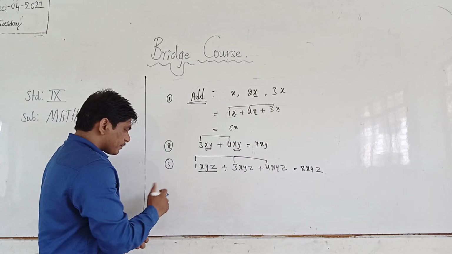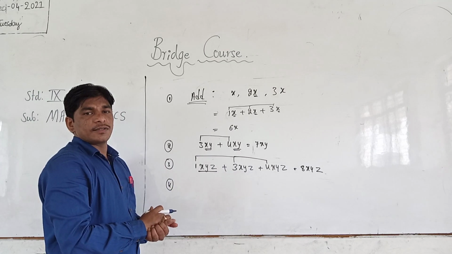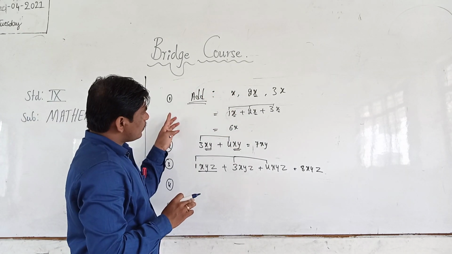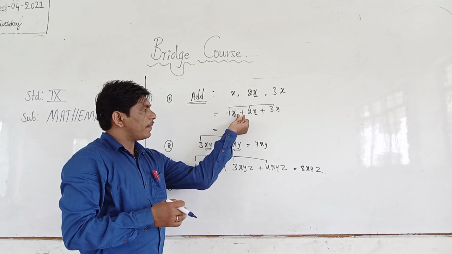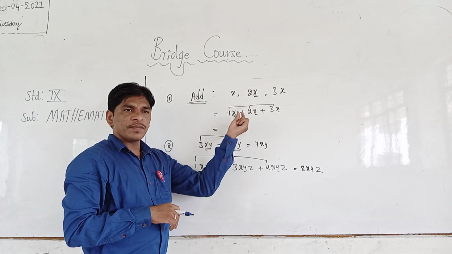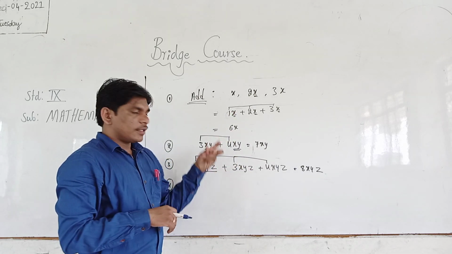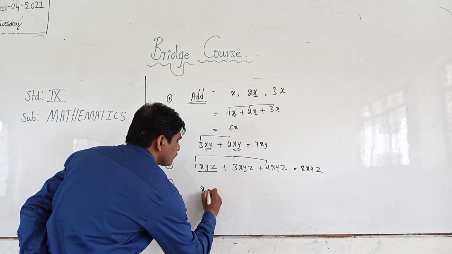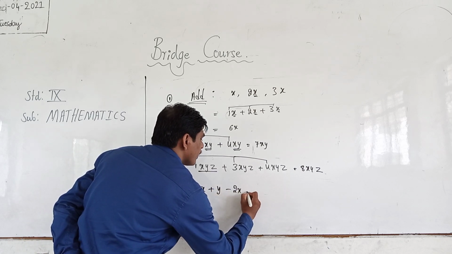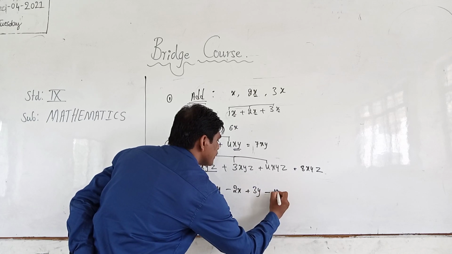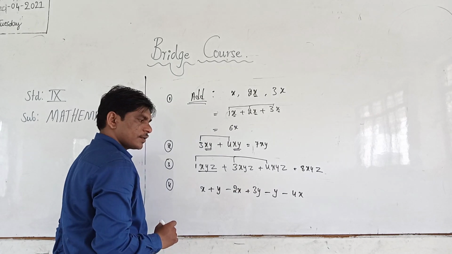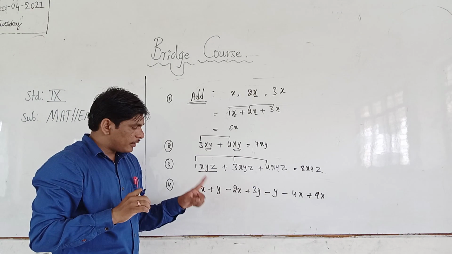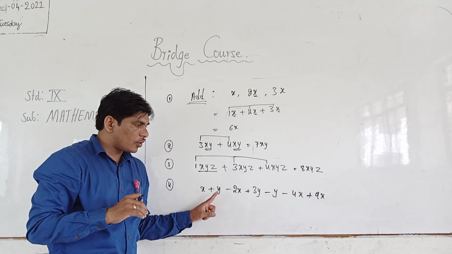Next, similarly, we are using subtraction operations also. Having the same rule, you have to apply. How? See, in all these examples we observed, addition operation was used. In between, addition or subtraction operations are used. Similarly, you have to simplify all the problems. For example, x plus y minus 2x plus 3y minus y minus 4x plus 9x. Now, in this problem, addition and subtraction, both operations are used.